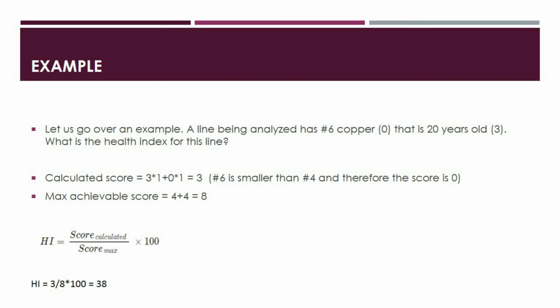And as mentioned in the fundamentals section, a score between 30 and 50 is poor, meaning that there should be a plan for replacement for this section of a conductor.